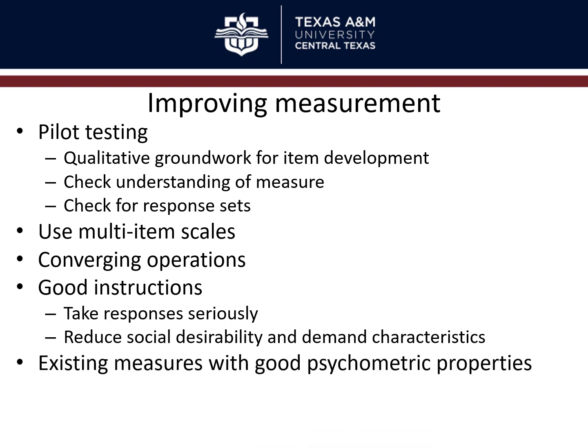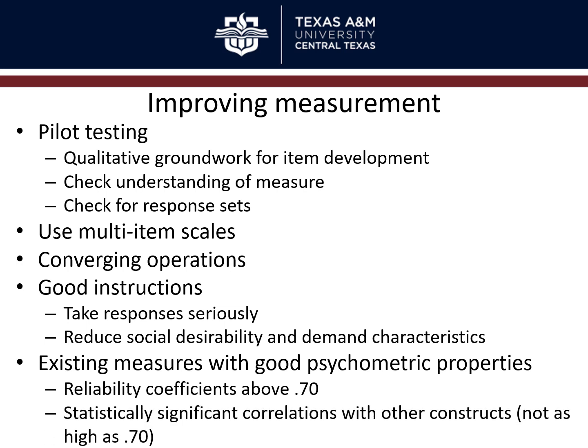Whenever possible, use existing measures with good psychometric properties. We've said before, you want to look for reliability coefficients above 0.70. And in terms of validity, convergent, discriminant, and then criterion validity, statistically significant correlations with other constructs. Typically, they won't be as high as 0.70. If you have statistically significant correlations that are 0.3, 0.4, maybe that's good. How high those correlations need to be depends on what you're studying.